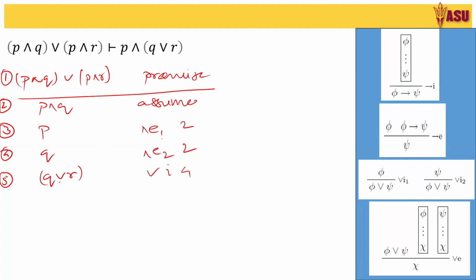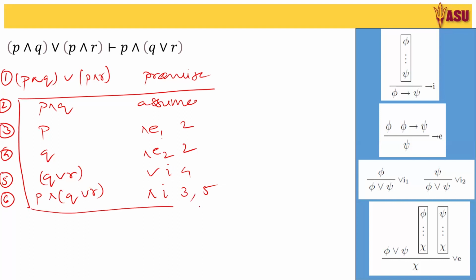Now from 3 and 5, I can say P and Q or R. This is an and introduction from 3 comma 5. So this is one part of it.